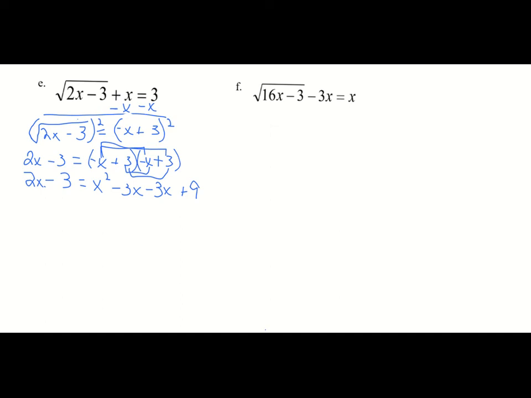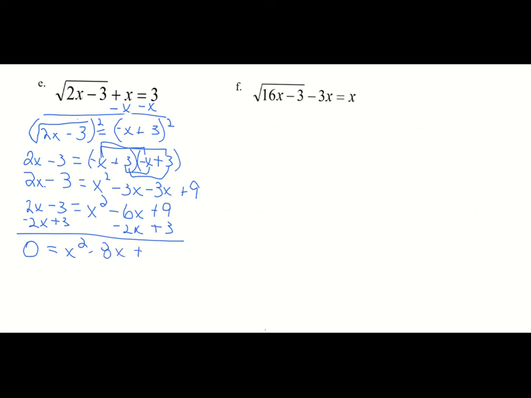So first I'm going to simplify that right-hand side. I have x squared minus 6x plus 9. And then I'm going to move over the stuff on the left. So I'm going to subtract 2x and then add 3 to both sides. I'm going to do it in one move. So that will give me 0 on the left-hand side is equal to x squared minus 8x plus 12.